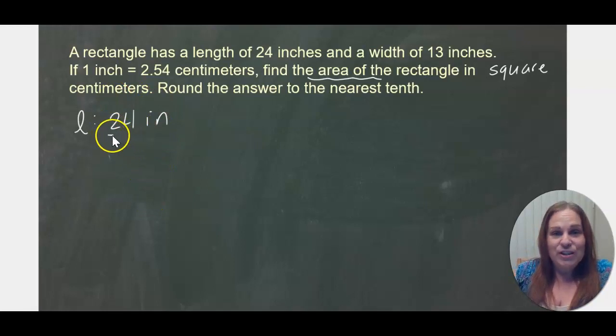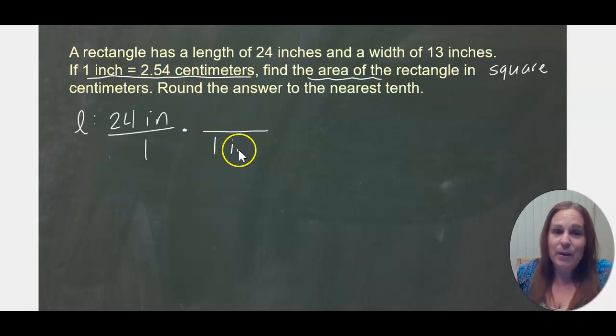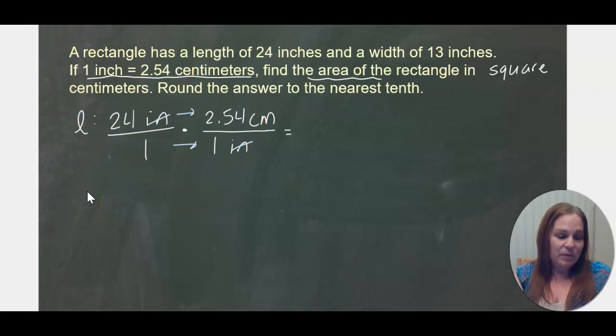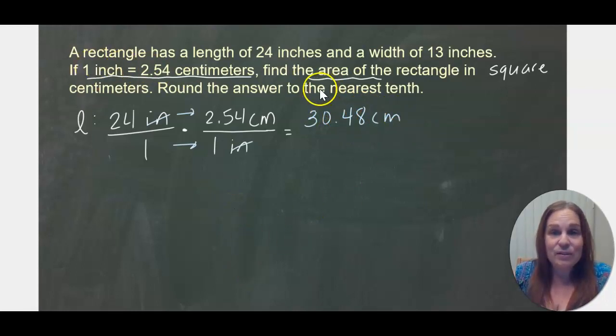So 24 inches over 1, and here's our conversion factor. Since we have inches on the top, we're going to want to put inches on the bottom, and then 2.54 centimeters on top. So now, again, it's just multiplying fractions, right? So we just go straight across the top, straight across the bottom. The inches will cancel. And let's see what we've got. 12 times 2.54 is 30.48, and that's centimeters.